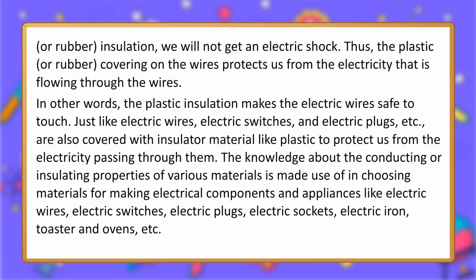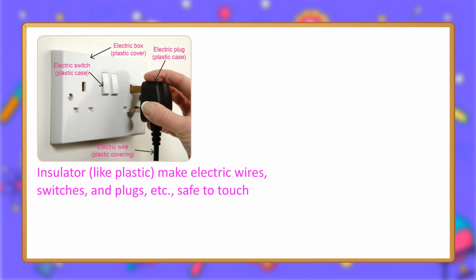Just like electric wires, electric switches and electric plugs, etc., are also covered with insulator material like plastic to protect us from the electricity passing through them. The knowledge about the conducting or insulating properties of various materials is made use of in choosing materials for making electrical components and appliances like electric wires, electric switches, electric plugs, electric sockets, electric iron, toaster and ovens, etc. Insulators, like plastic, make electric wires, switches, and plugs, etc., safe to touch.